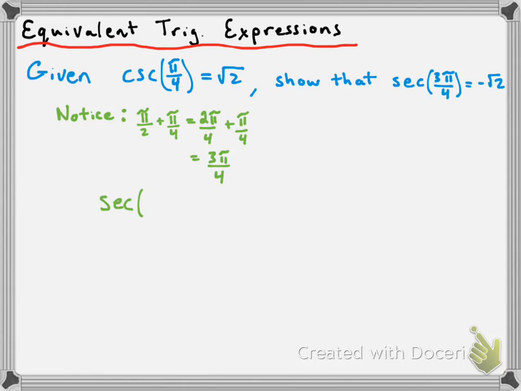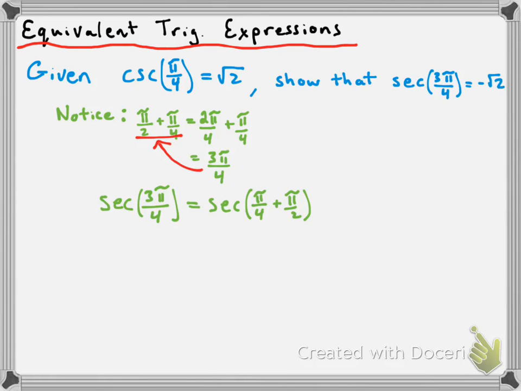So if we want to check the secant of 3 pi over 4, let's see what we get. Again, we want to show that the secant of 3 pi over 4 equals the negative square root of 2. Since 3 pi over 4 is the same angle as pi over 2 plus pi over 4, like we just showed, the secant of 3 pi over 4 should be the same as the secant of pi over 4 plus pi over 2.